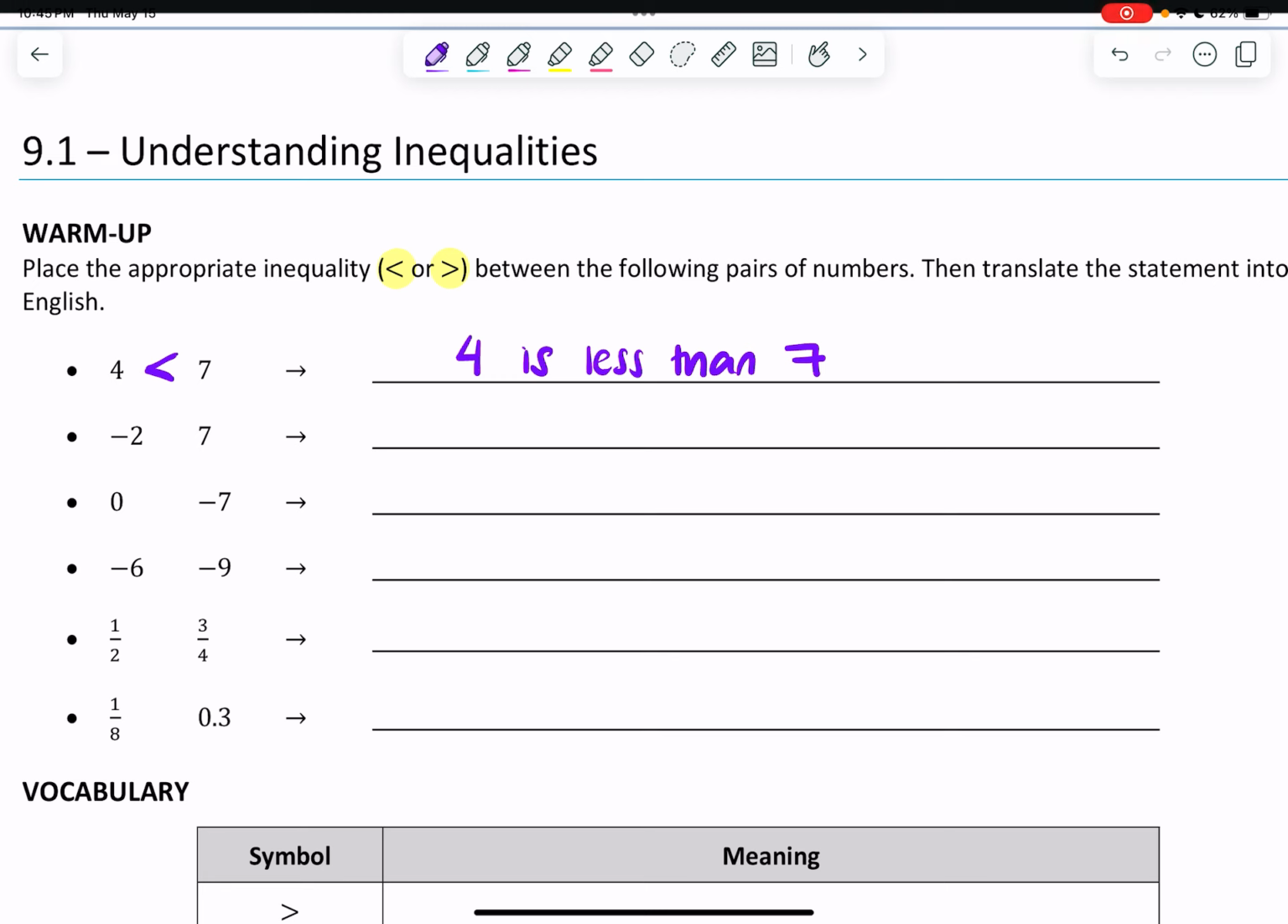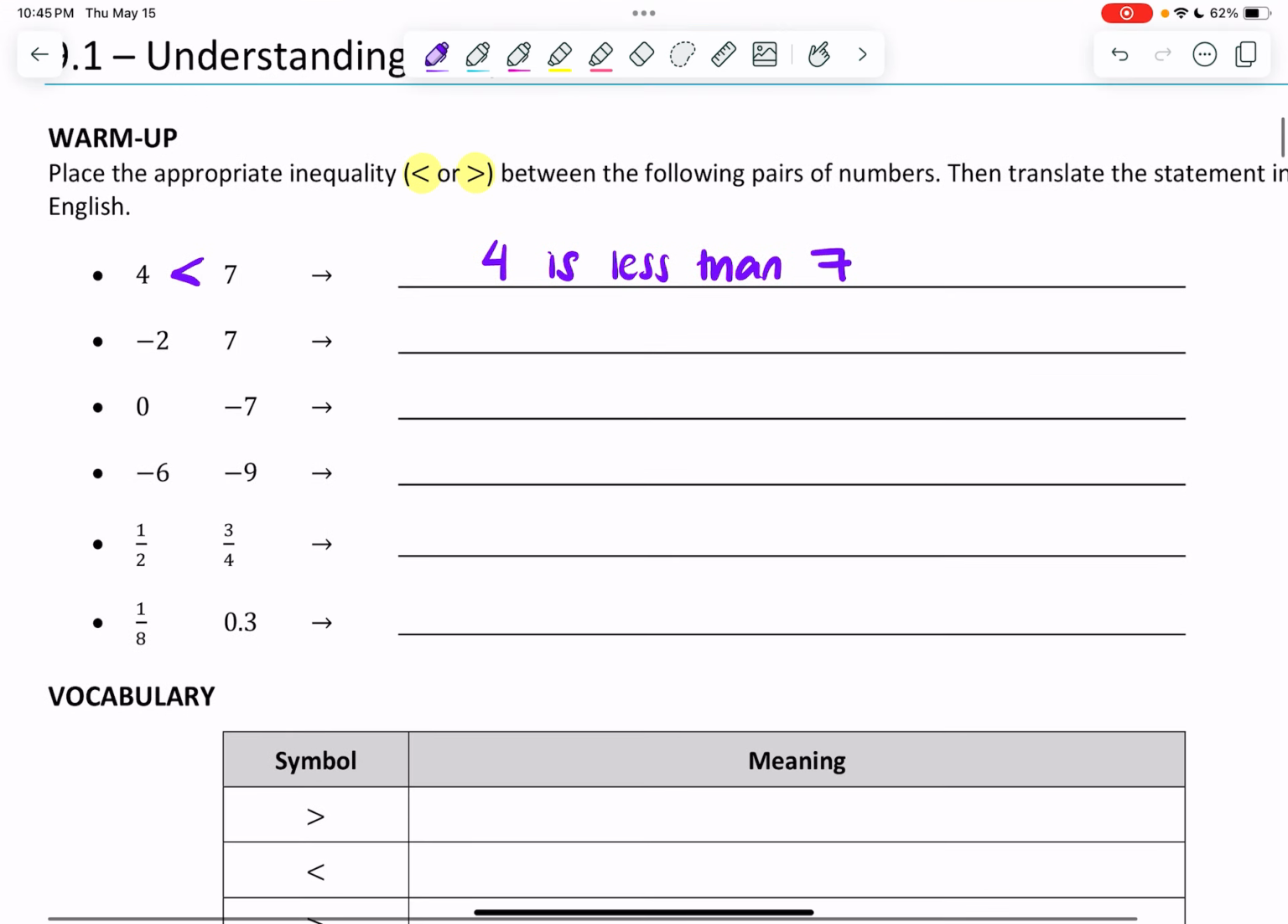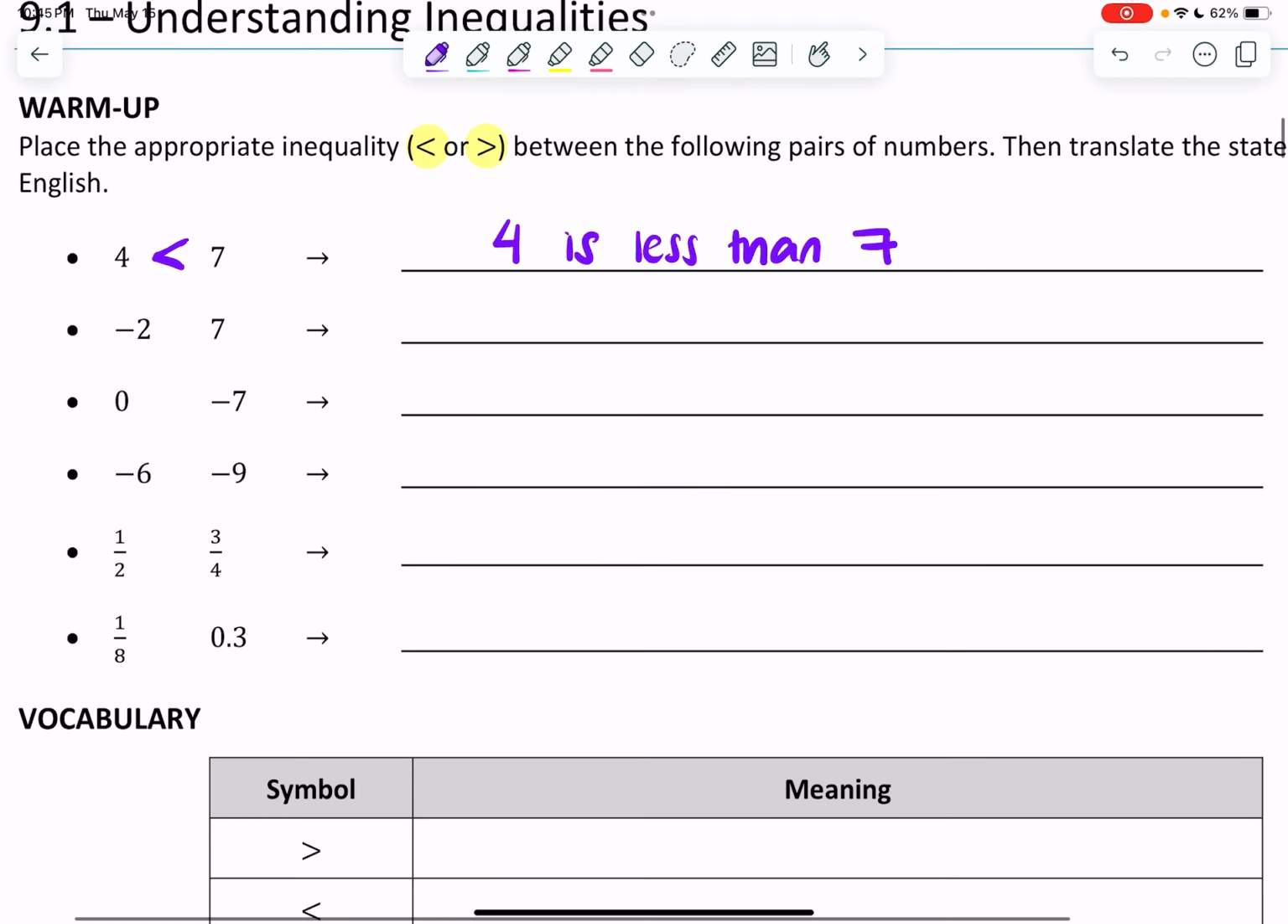That's what it means. I'd like you to pause the video and complete the remaining 5 examples. Once you've done that, unpause the video and we'll do the rest together. Go! All right, welcome back. So we're going to take a look at the next ones. I'm going to go through them a little bit more quickly.